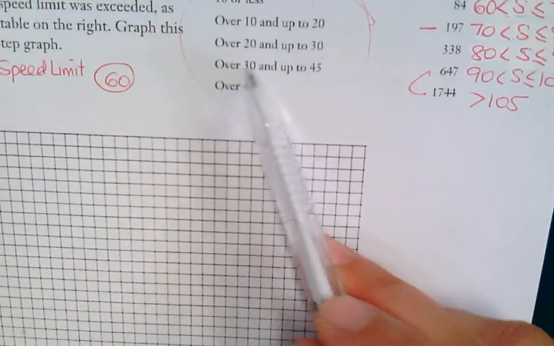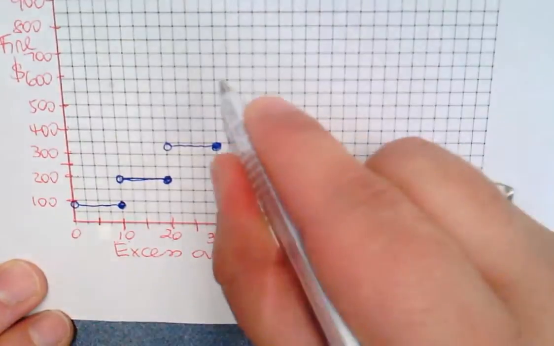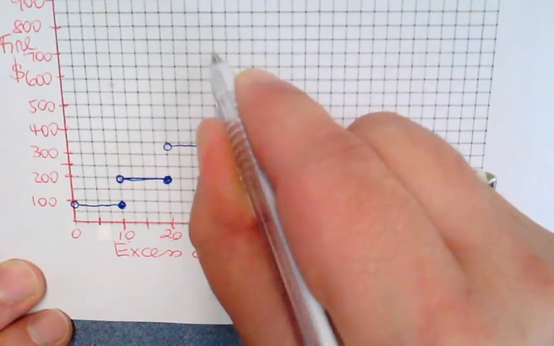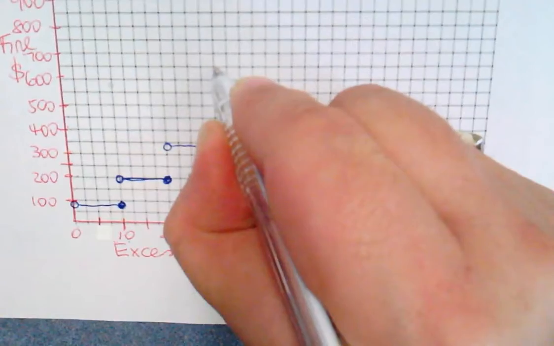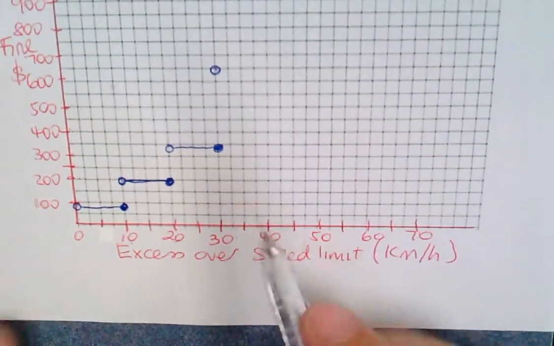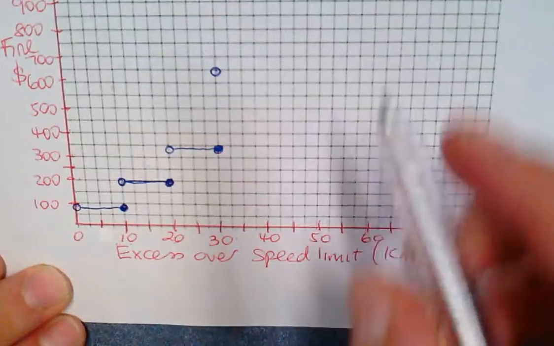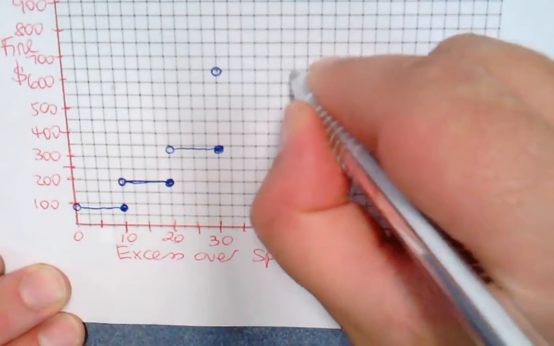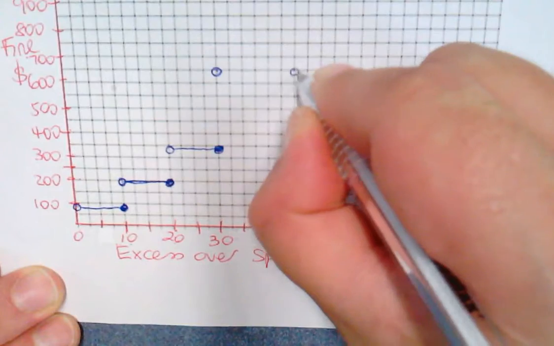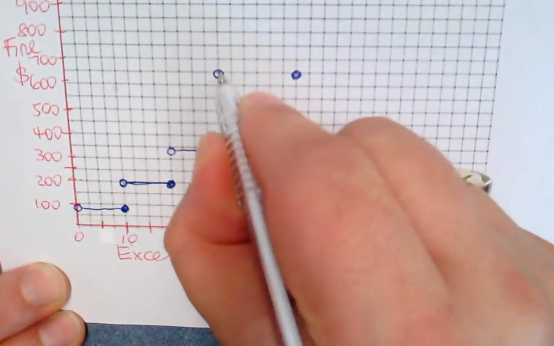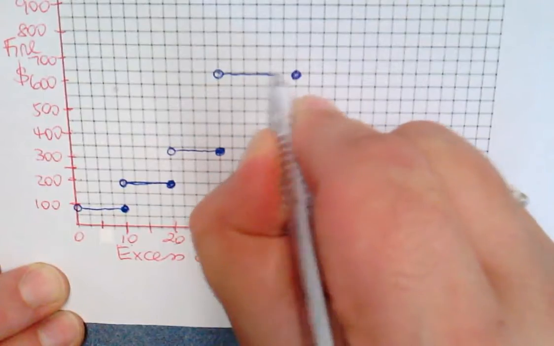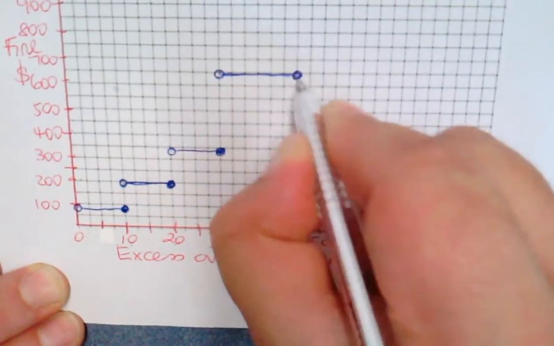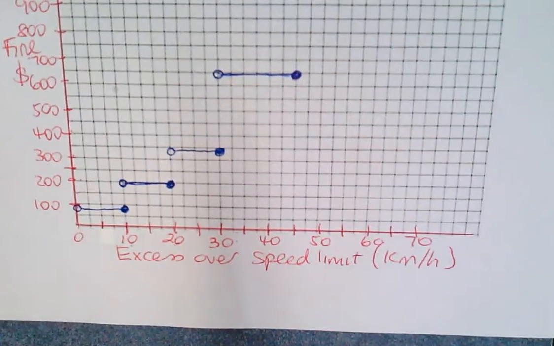To the graph, over 30 and up to 45 is 647. Here's 600. There's 700, that's 650, 647 would be just under it. But this one does not just go for 10 kilometres, it goes up to 45. And colour it in just under. So I'm just drawing it just under that line. So that's 647, slightly under the line, all right?